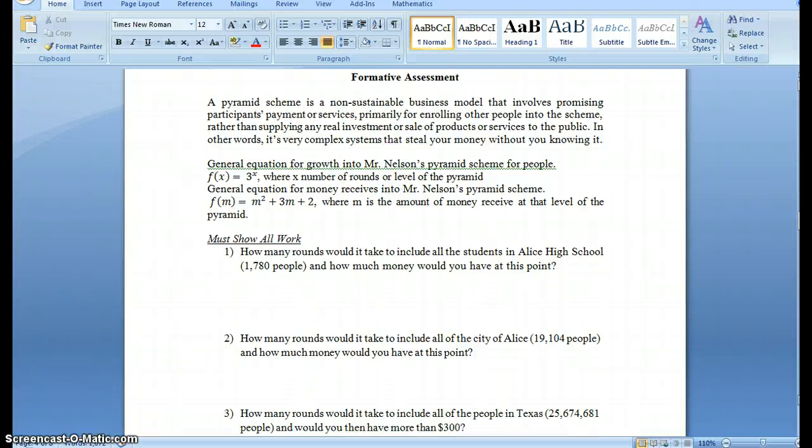Then there's a general equation for money received in Mr. Nelson's pyramid scheme. So the equation is f of m is equal to m squared plus 3m plus 2x, where m is the amount of money received at that level of the pyramid. So that is basically the amount of money that I'm getting per that round. Or you can just use straight money, everyone gets $1. But I want to be a little complex because we're using algebra here, like taking a little simultaneous equations, because in the real world they're not going to give you just one equation, they're going to give you many equations. You're going to have to find out how the pyramid scheme actually worked.